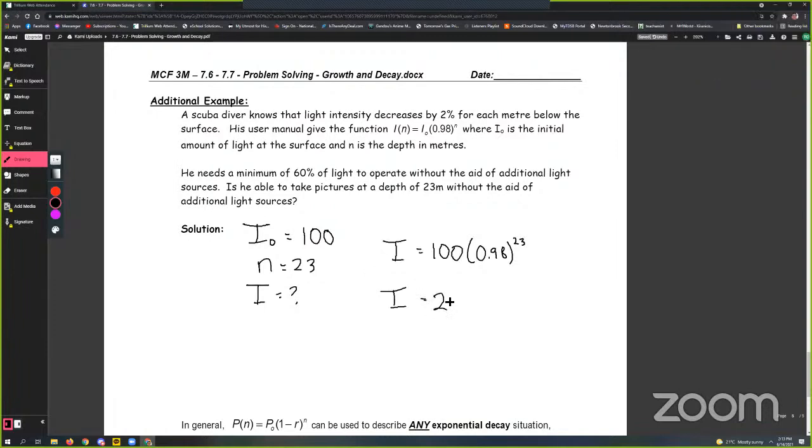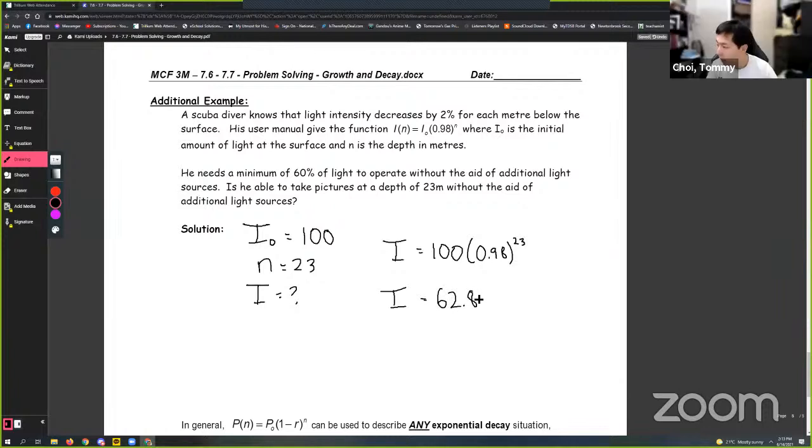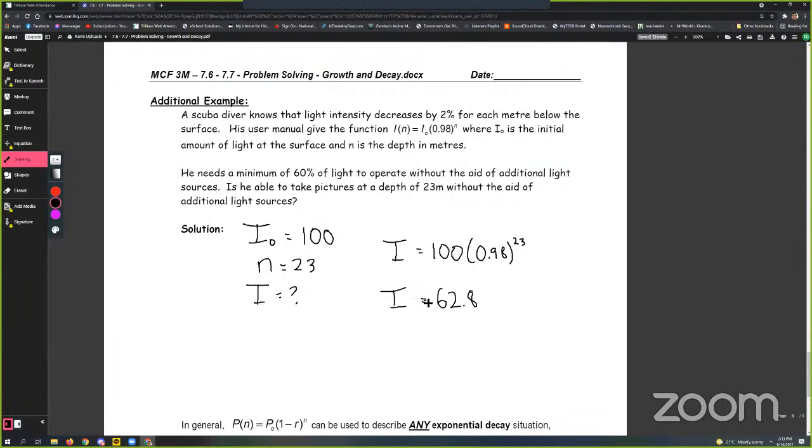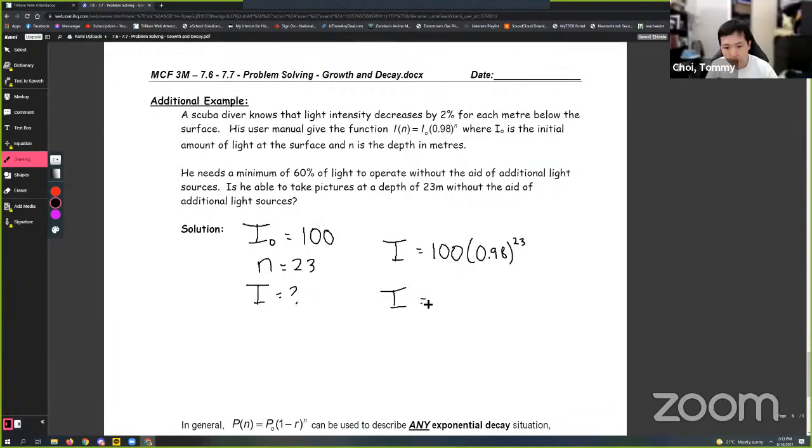62. Miss, where did you get the 100 again? You can pick that one, I said. Oh, okay, so you can pick it. So we get 62.8 as our intensity, 23 meters down below the surface.